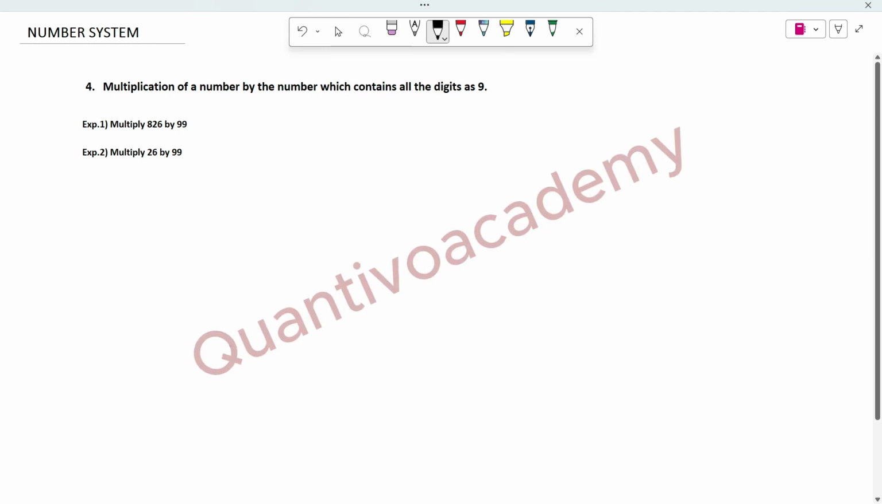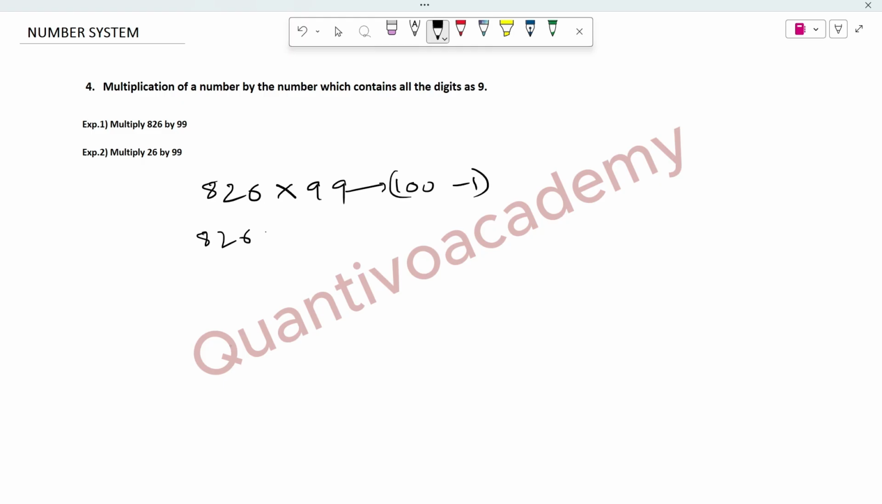The next multiplication technique which we have is multiplication of a number by the number which contains all the digits as 9. I will explain you this multiplication technique with an example question, that is, we have to multiply 826 by 99. That is, we can write 99 as 100 minus 1. Is it right? Yes. Now I'm writing 826 into 100 minus 1.